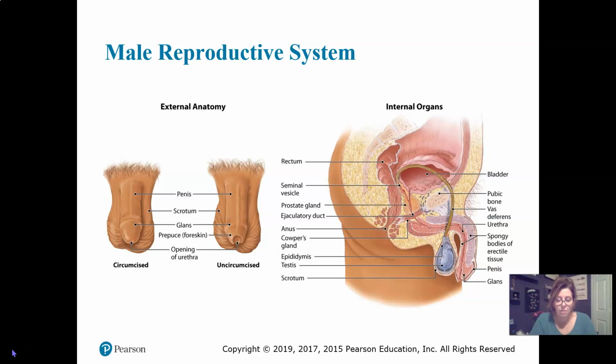The American Academy of Pediatrics and the CDC counsel that the benefits of newborn male circumcision outweigh the risks, but the benefits are not great enough for routine circumcision to be recommended for infants. So you can see the difference between circumcised and uncircumcised, and it's really just a matter of foreskin.